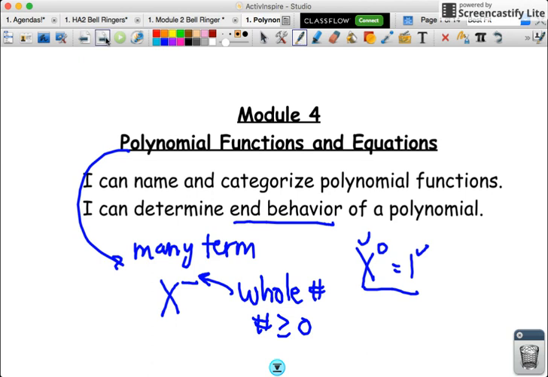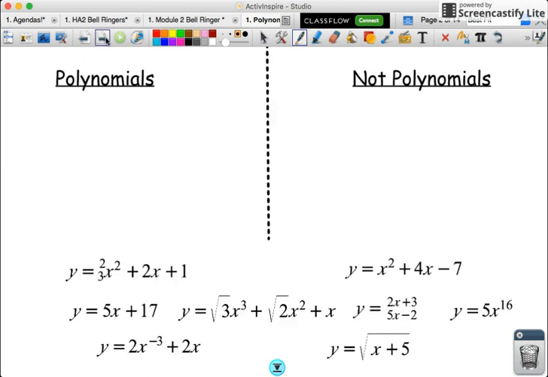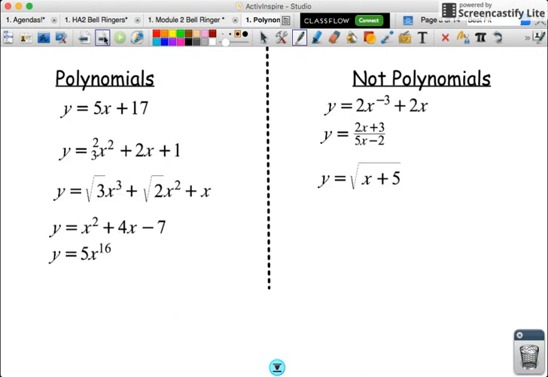So let's kind of get to it. I've given you a bunch of examples. Can you determine which of these are polynomials and which ones aren't? So pause the video now and check. All right, so hopefully you came up with the same thing I did. So notice this 2/3 and then square root of 3. These would not work as an exponent. However, because they're just coefficients, it doesn't matter. These are still considered polynomials.